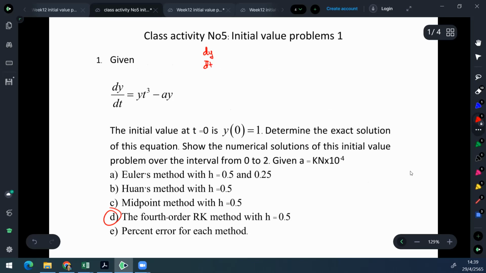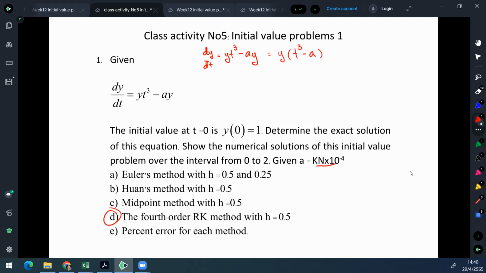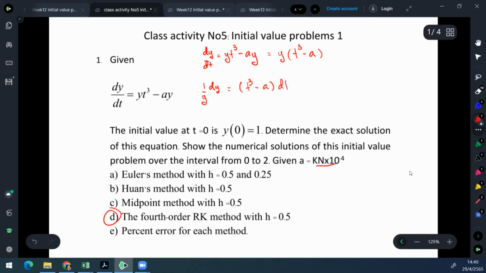dy/dt is equal to y t cubed minus a y. Then we can rearrange this equation to be dy/y equals t cubed minus a, and a depends on your key number. After that we rearrange this equation by the separation of variables technique from calculus, and then we integrate both sides.